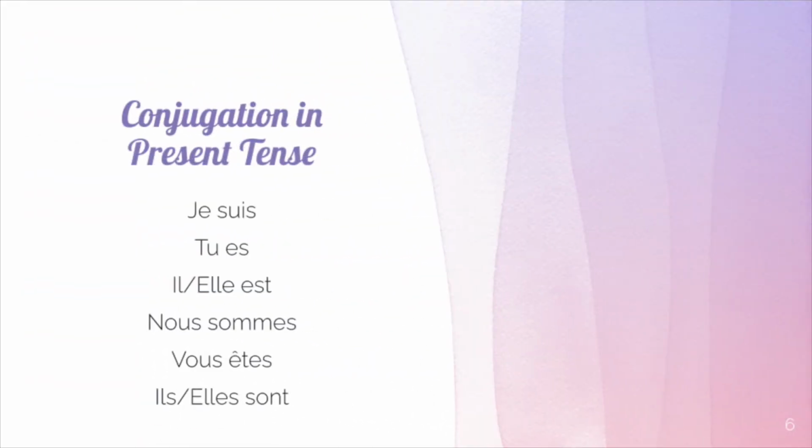First, let's take a look at how we conjugate être in present tense. Je suis, tu es, il, elle est, nous sommes, vous êtes, ils, elles sont.